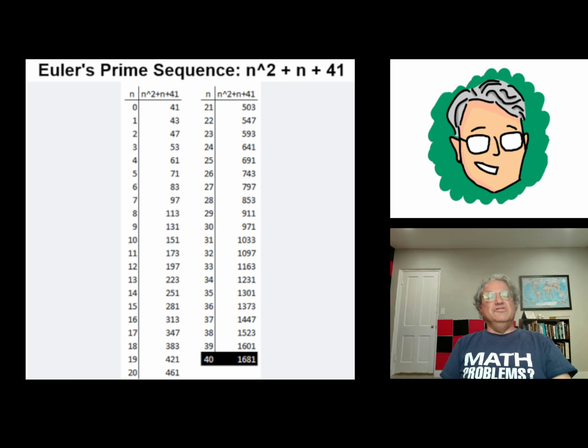I guess I just want to say one more thing. So this Euler sequence, n squared plus n plus 41. Here's the numbers written now. I probably should have shown you this before. And it fails when n equals 40. You get 1681. And all these other numbers on this list are prime, like I said.